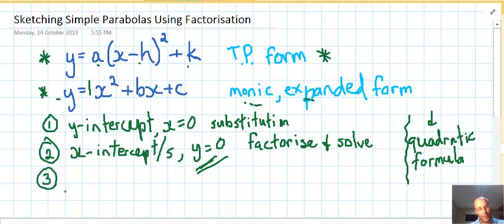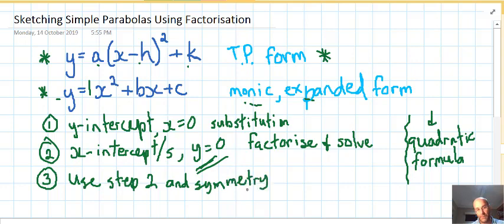Okay, so step 3, we use step 2. You'll get 1 or 2 or even 0 solutions. It's not very useful if we get 0 solutions, but we use the solutions or solution from step 2 and symmetry, because parabolas are symmetrical about the axis of symmetry, which you know already. Step 2 and symmetry give you the x value of the turning point. Now if we've got the x value of the turning point, we're ready for the final step, which is the y value of the turning point.